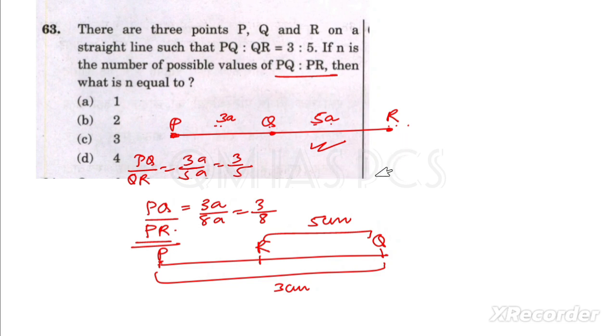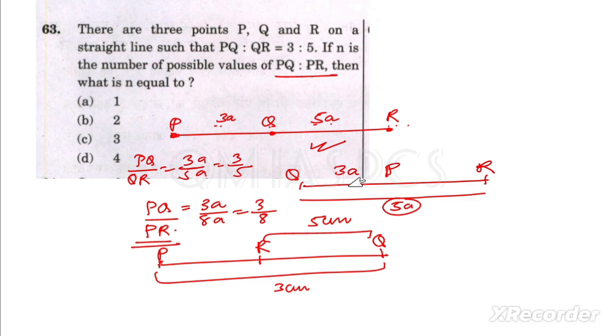Another diagram we can try. One more diagram: we can place P in the middle. So here is Q, here is R. Now PQ is equal to 3a, and QR is 5a. So this complete distance is 5a, and this part will be 5a minus 3a, that will be 2a. This complete distance is 5 centimeters, the distance till P is 3 centimeters, so this should be 2a.